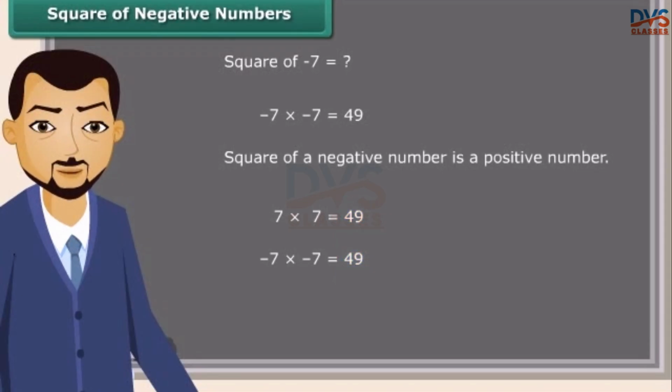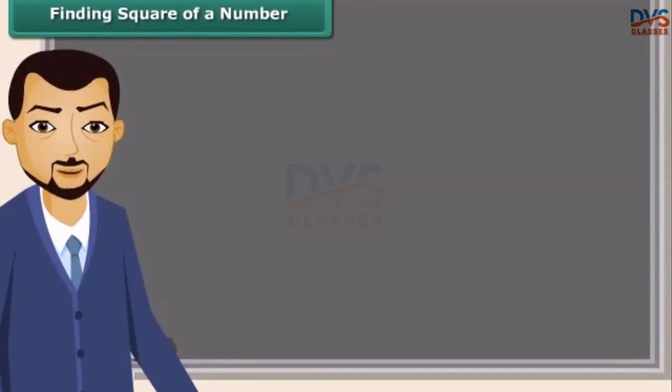Let us know about square roots now. We can easily find the squares of small numbers like 7, 4, 5, etc. But is it easy to find the square of 27 so quickly? Let us find how we may find the square of 27.